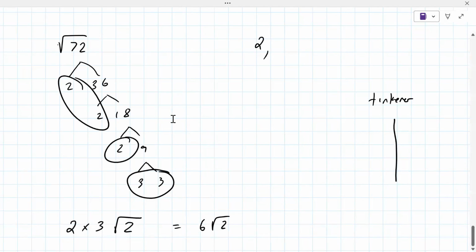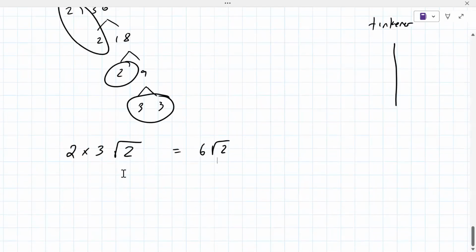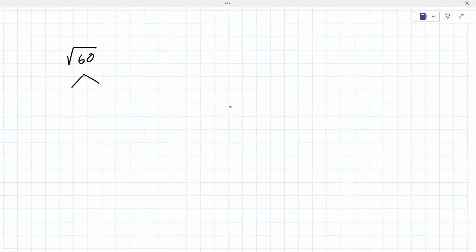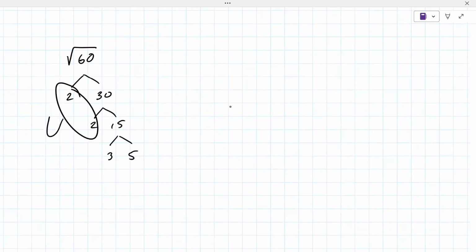Now it's also possible that you have more than one number on the inside. Okay, so let's look at the square root of 60. So this becomes 2 and 30, 2 and 15, 3 and 5. Okay. So you have a pair. Great, got a pair. The pair comes out: 2 square root of 3 times 5. 3 times 5 is 15. Okay, that makes sense.